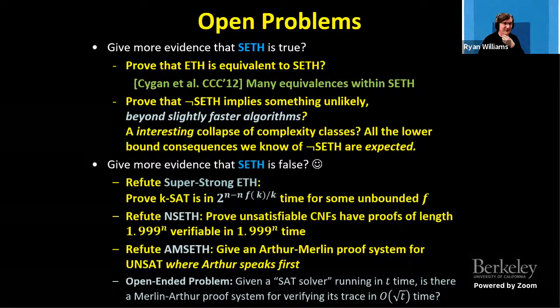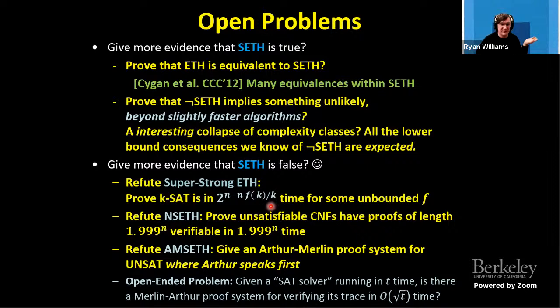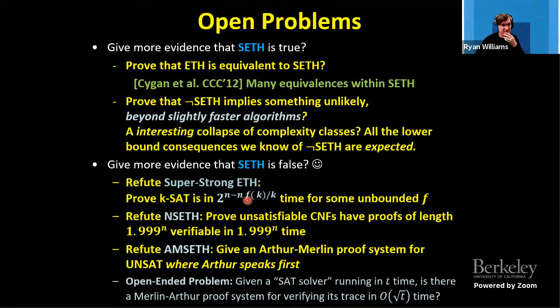Okay, so this is my slide. There are various strengthenings of SETH I have put here. Super strong ETH, which I think has been mentioned before in some seminars: show that this dependence on k in the exponent can be improved. Show that there's some unbounded function f so that k-SAT is in 2^(n - n·f(k)/k). Let's say f(k) is like log k. So I can subtract more from the exponent than just a factor of n/k. This seems also false, but it is nevertheless consistent with all the algorithms we know of: randomized algorithms, local search, backtracking. They all hit this wall of n - n/k. So it's still consistent with what we know.